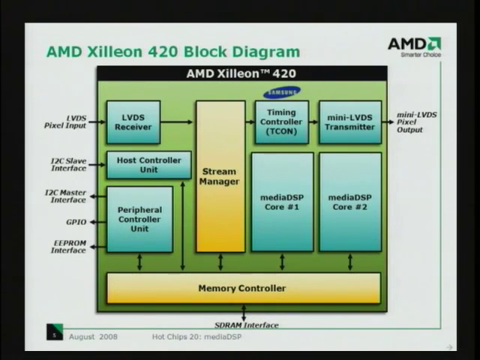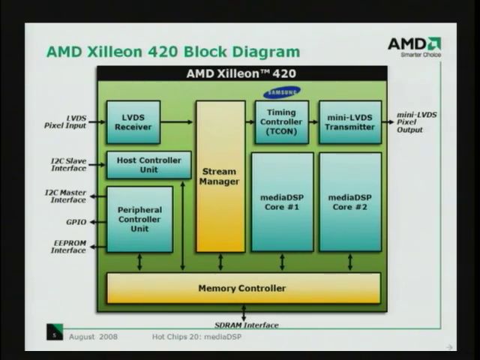Taking a look at a block diagram of what's inside our Xilion chip, very simply, the blocks in the middle, in yellow, are the memory controller, which controls the SDRAM. We have a stream manager that manages the capture of data coming into the chip and the display of the video data going out. Pixel data comes in over a regular LVDS interface and goes out over a mini LVDS interface. And you see that we have two of these mediaDSP cores. Each of these cores works in parallel on the left and right halves of the screen.